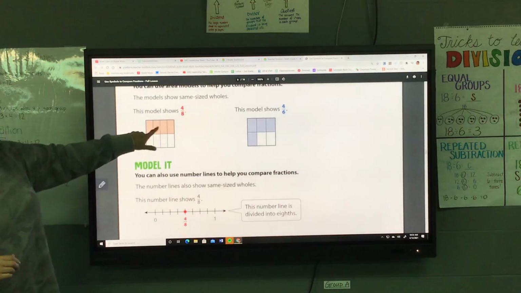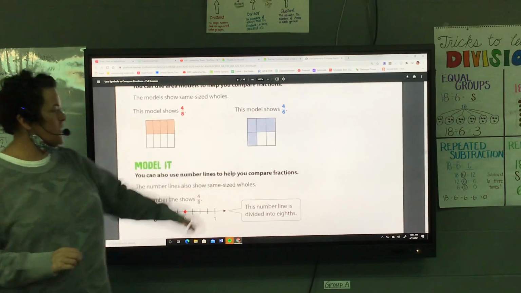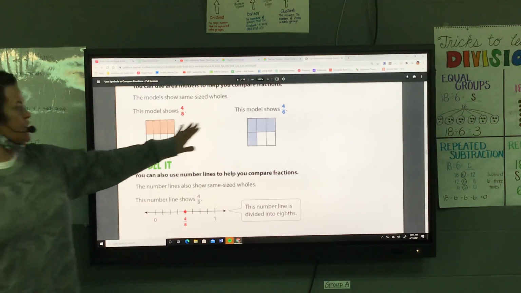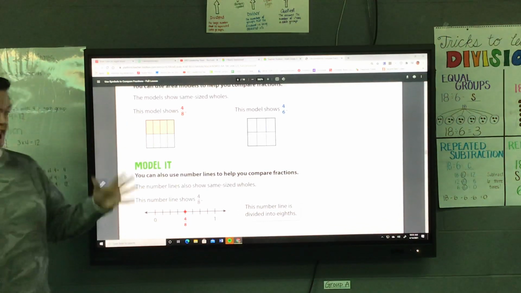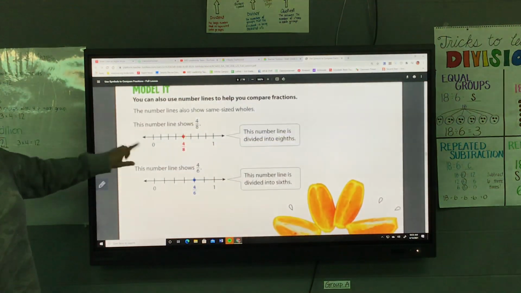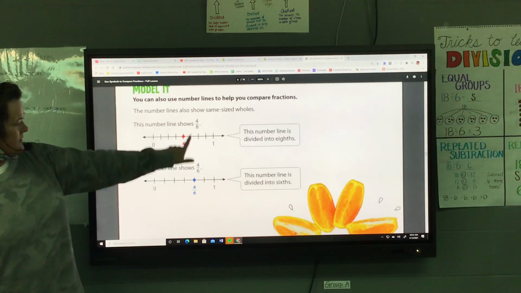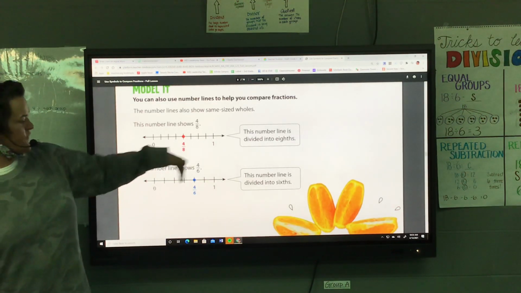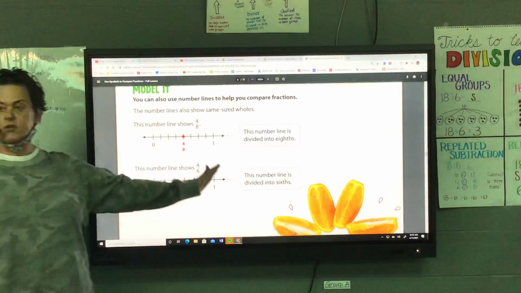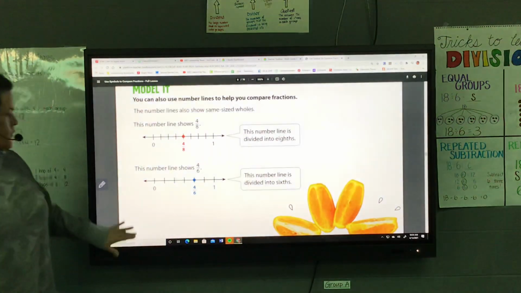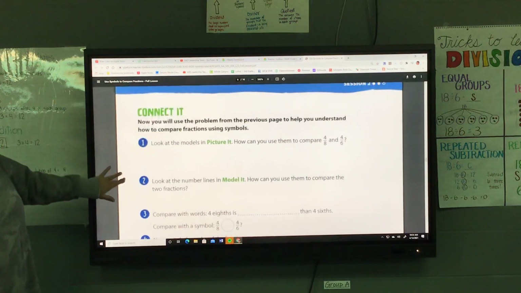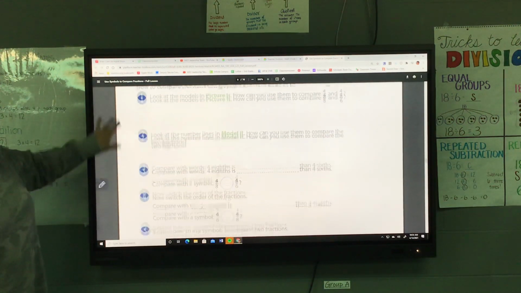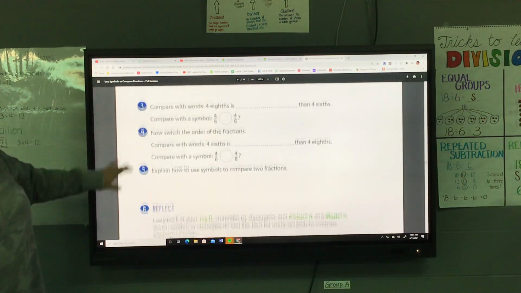All right, so this one is 4/8, this one is 4/6. Does this show that 4/6 is bigger? That there's more of it? Yeah. Same with a number line. 4/6 is further over, closer to the 1 whole than the 4/8 is. All right, let's do the connect it part on page 541.